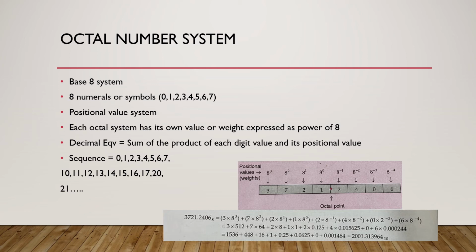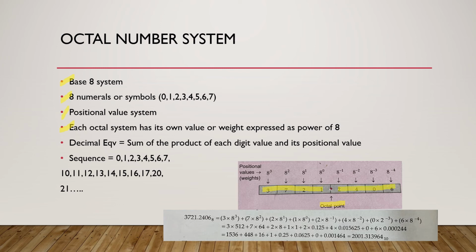The octal number system is a base 8 system, which means it has 8 unique symbols: 0, 1, 2, 3, 4, 5, 6 and 7. The octal system is also a positional value system, and each octal digit has its own value or weight expressed as powers of 8. We can see an octal point, and the digits on the left side of the octal point are positive powers of 8, and the digits on the right side are negative powers of 8.